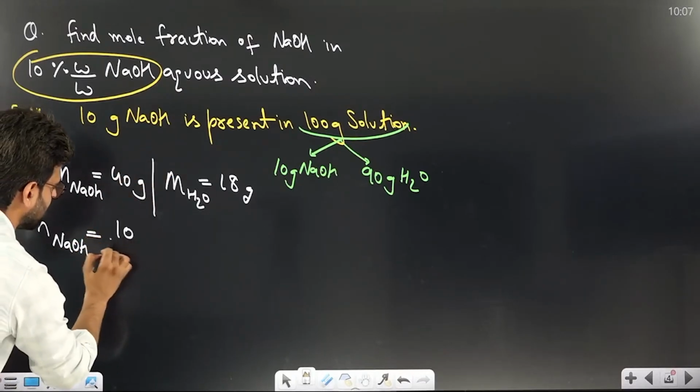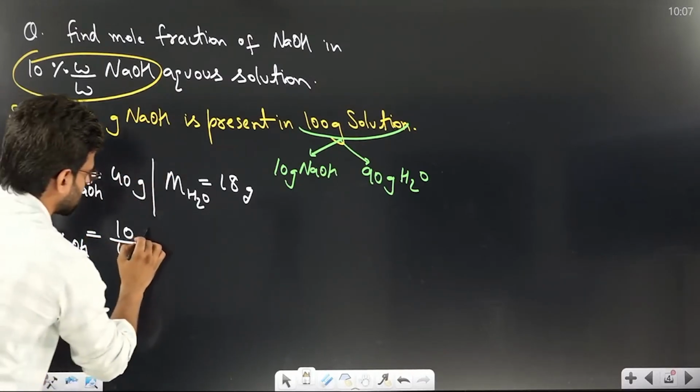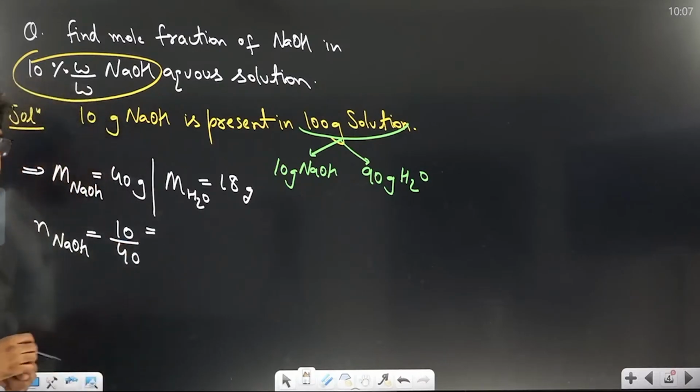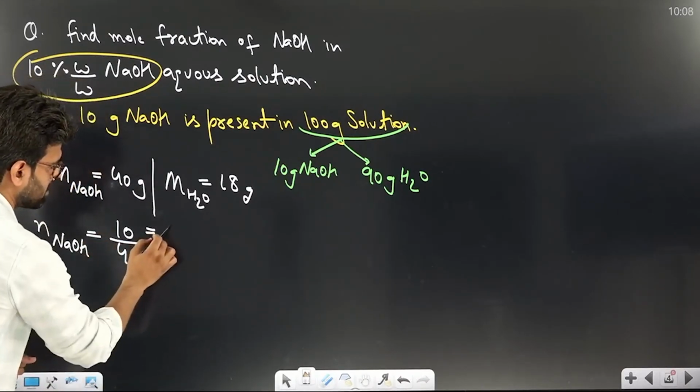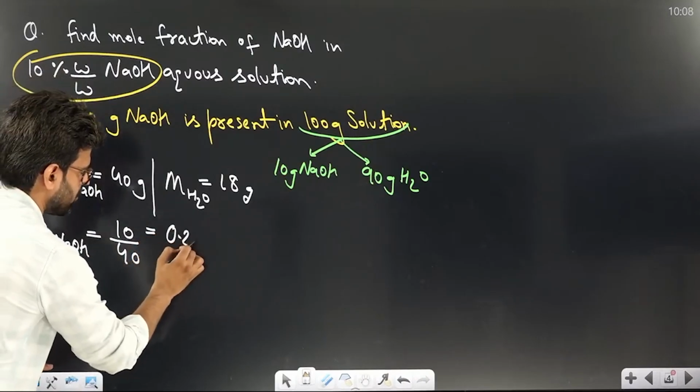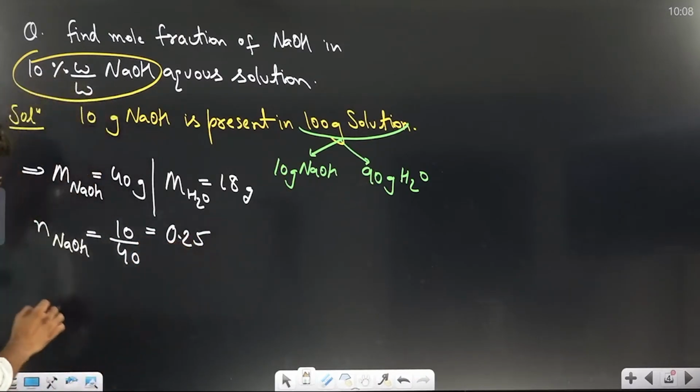So if you find the moles of NaOH, how many moles? 10 gram divided by 40. How much is coming from here? Tell me. It's 0.25. Very good.